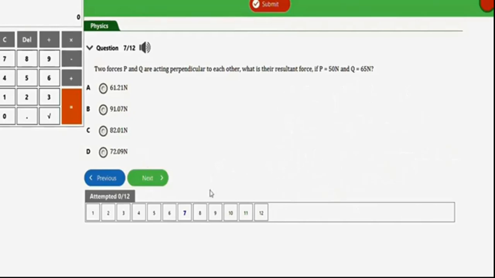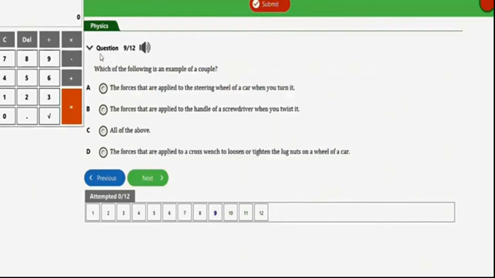So guys, the next repeated question will be this question. It says, which of the following is an example of a couple? We have the forces that are applied to the steering wheel of a car when you turn it, the forces that apply to the handle of a screwdriver when you twist it, all of the above, the forces that are applied to a cross wrench to loosen or tighten the lug nuts on a wheel of a car. The correct option is option C, all of the above.